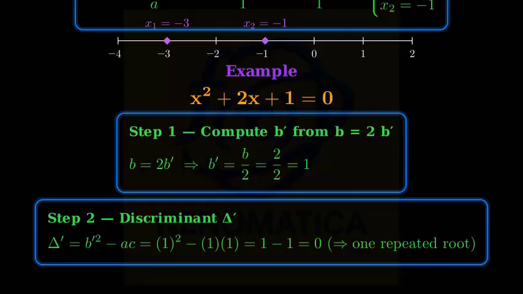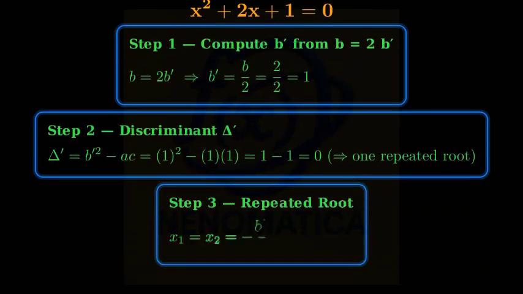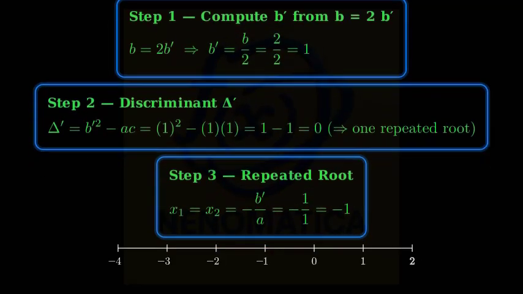Step 3. When delta prime is 0, the single root is negative b prime over a. That equals negative 1 over 1, which is negative 1. So both roots are negative 1. Place the repeated root at negative 1 on a number line. A repeated root touches the axis and turns around when graphed as a parabola.